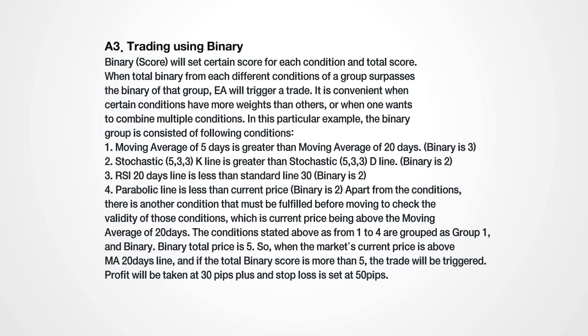Apart from these conditions, there is another condition that must be fulfilled before checking the validity of those conditions, which is the current price being above the moving average of 20 days. The conditions stated above, from 1 to 4, are grouped as group 1, and the binary total is 5. So, when the market's current price is above the MA20 line, and if the total binary score is more than 5, the trade will be triggered. Profit will be taken at 30 pips, and the stop loss is set at 50 pips below.